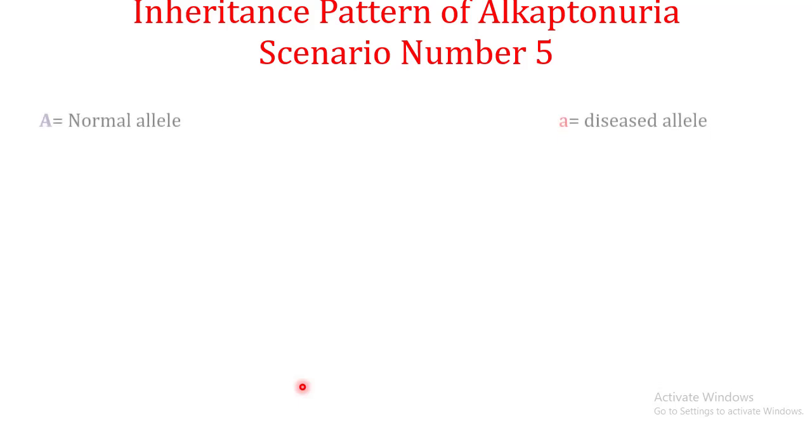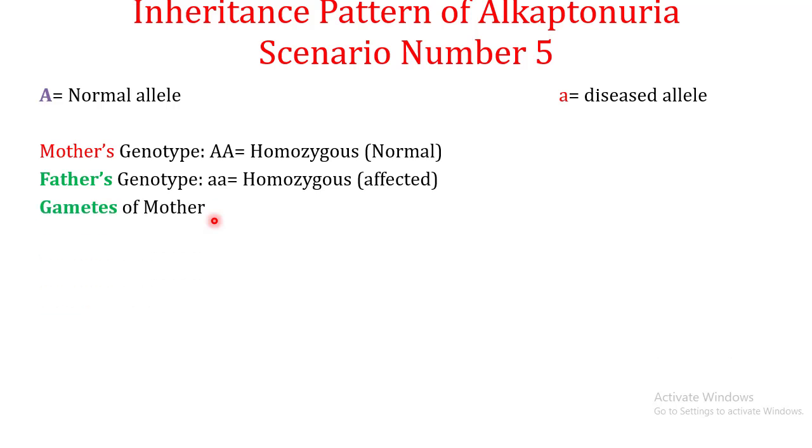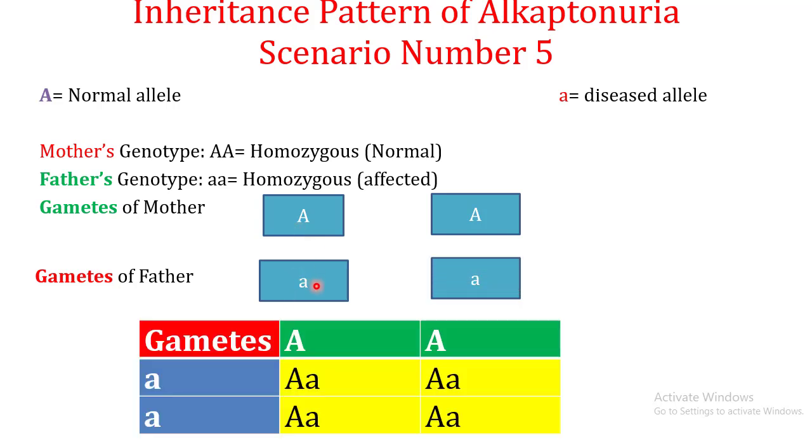If you talk about the fifth scenario, for example, the mother, she is normal, she is homozygous normal. The father is affected, and both of the alleles the father is carrying are the diseased allele. If you talk about the gametes of the mother, she is going to make all of the gametes which carry the normal allele. If you talk about the gametes of the father, all of the gametes are going to carry the diseased allele. Now, if you combine them, these are the gametes of the mother, the normal ones. These are the gametes of the father carrying the diseased allele.